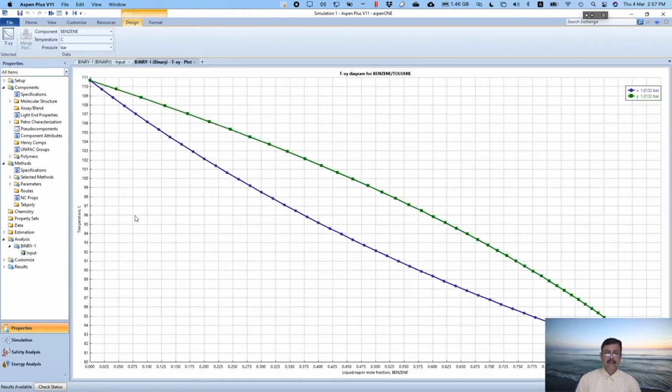So this is the TXY diagram for the benzene-toluene system at 1 atmosphere. At different temperatures, the values of X and Y will differ. So this is the X diagram and this is the Y diagram. This is the bubble point and this is the dew point, the bubble point curve and the dew point curve.